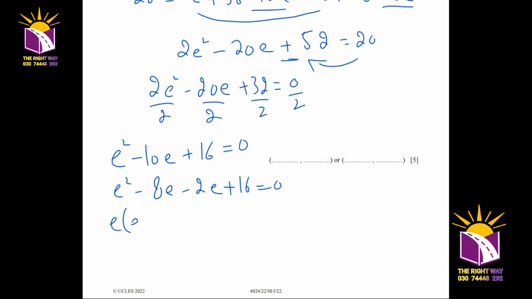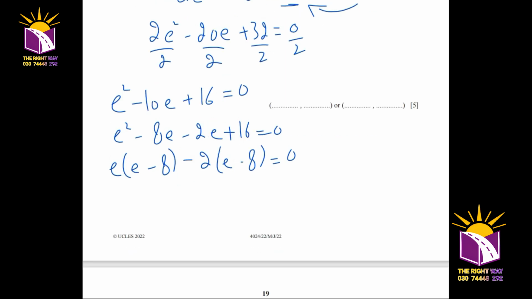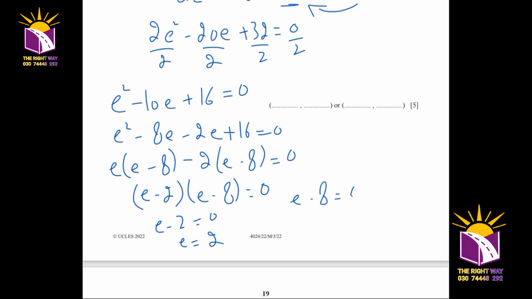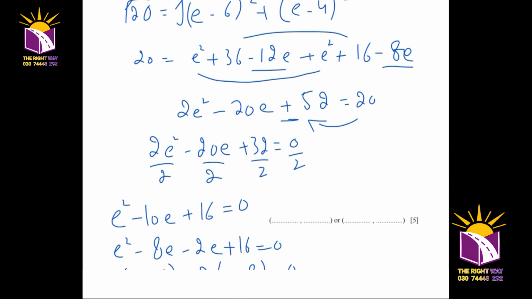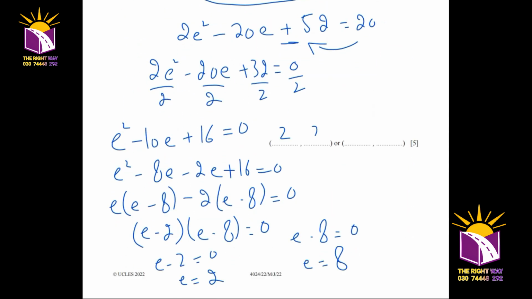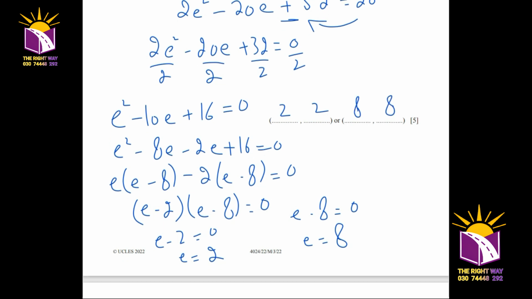Taking e as common, e minus 8, taking minus 2 as common, then e minus 8 will be equal to 0. e minus 2 times e minus 8 is equal to 0. e minus 2 is equal to 0, e is equal to 2. e minus 8 is equal to 0 and e is equal to 8. So the coordinates of point E will become (2, 2) or (8, 8).